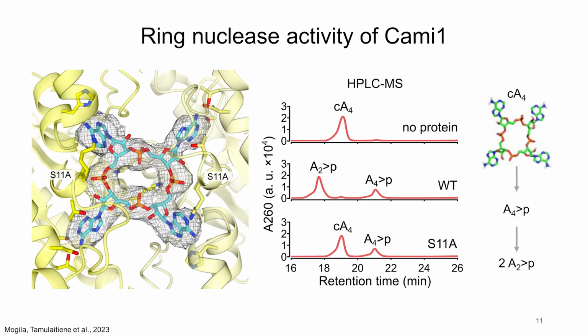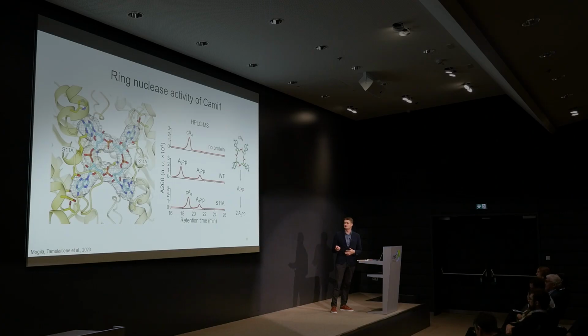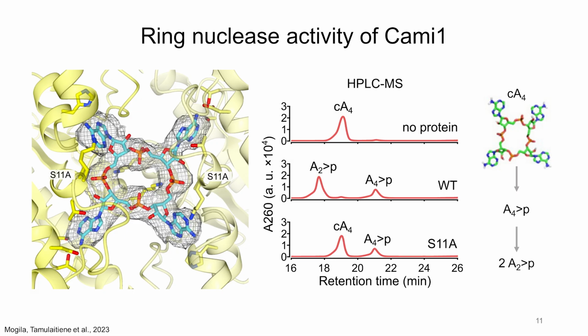Coming back to CARV domains, we knew from other studies that some CARV domains are able to cleave their own activators. We tested for this activity with CAMI1, and we also observed cleavage of the activator. Mass spectrometry analysis revealed a couple of products which result from a stepwise cleavage of the cyclic activator. We also found a mutant in which the ring nuclease activity was reduced.